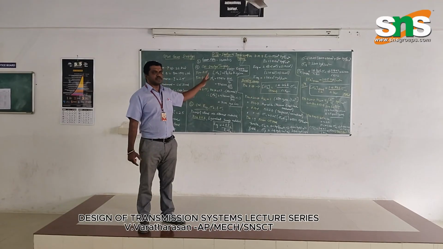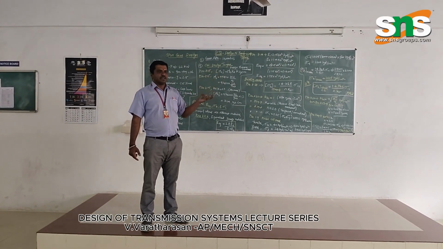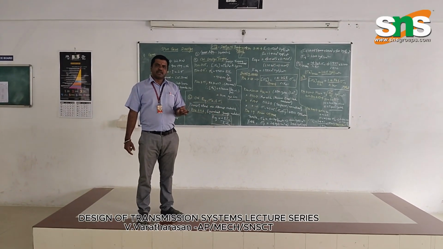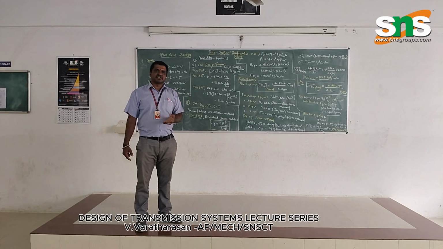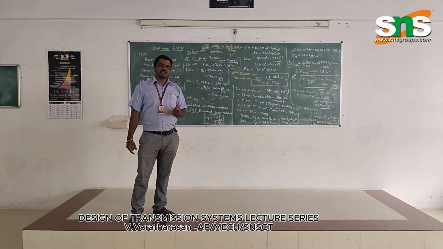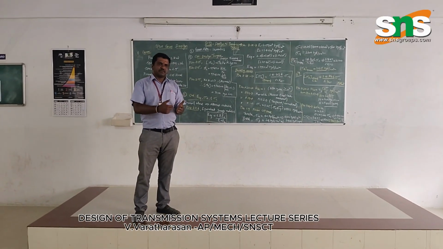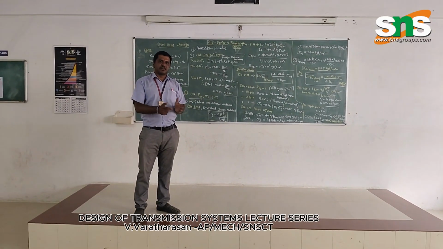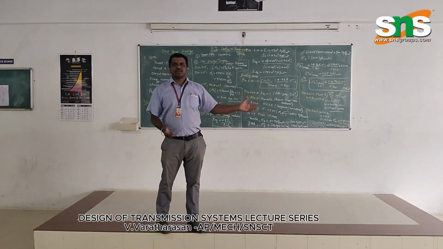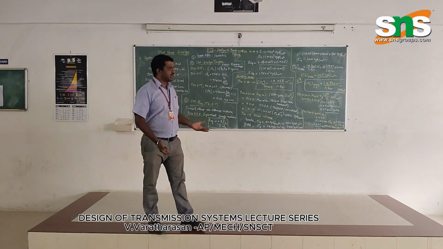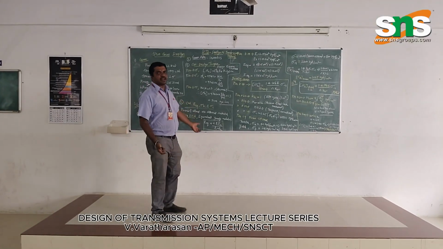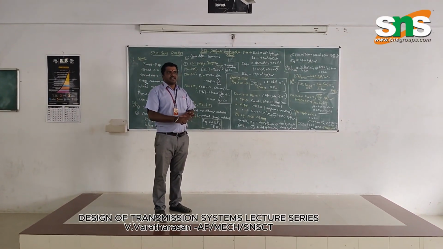Here the transmission elements are combined; there are a lot of transmission elements we are using. Belt, and in the belt also there are various classifications available: the flat belt drive, the V belt drive, and then the chain drive. The design procedure for each of the belt and chain drives will be different. Also here we are going to see the spur gear. The gear design is also different. In this particular curriculum we are going to see the spur and helical gear design.